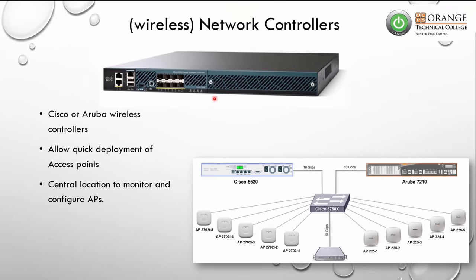Last of the compare and contrast was network controllers. These are wireless devices, rack-mounted devices that allow you to connect, control, manage and monitor all of your access points within a company from a central location. So you can open up a web browser and actually see what's happening with all your access points on your LAN. There are many companies that have this. This is the Aruba 7210. This is the Cisco 5520. They allow you to manage lots and lots of access points. This is very, very popular with enterprise.